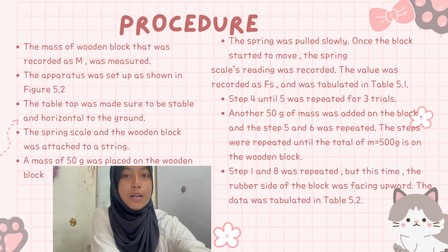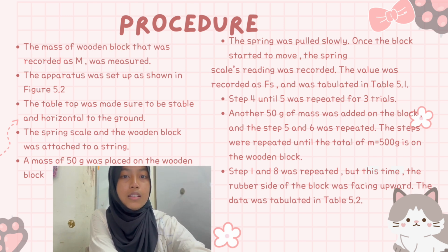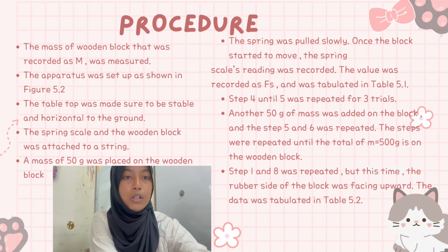For procedure number 1, the mass of the wooden block was measured and recorded as M. The apparatus was set up as shown in figure 5.2. The tabletop was made sure to be stable and horizontal to the ground. Then the spring scale and the wooden block were attached to a string. A mass of 50 gram was placed on the wooden block.